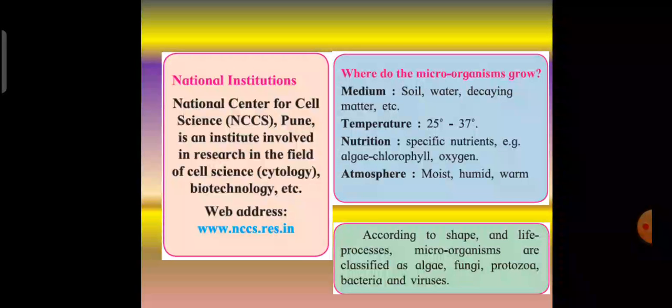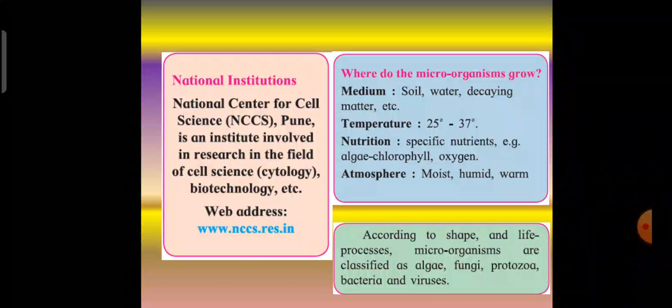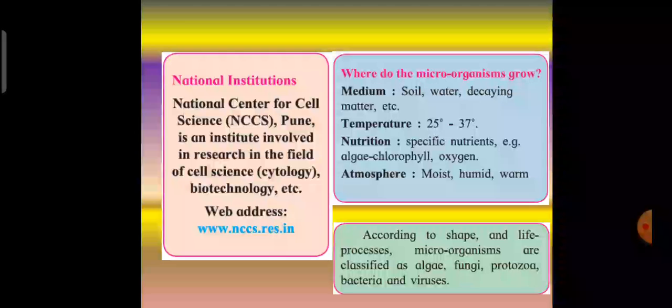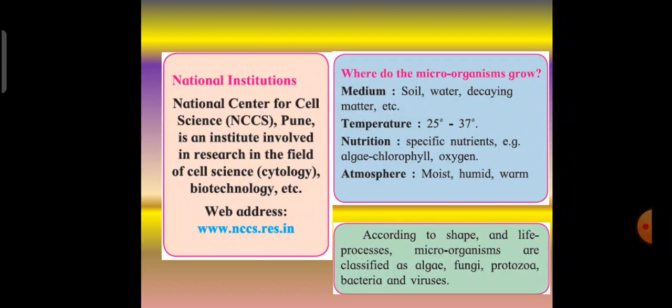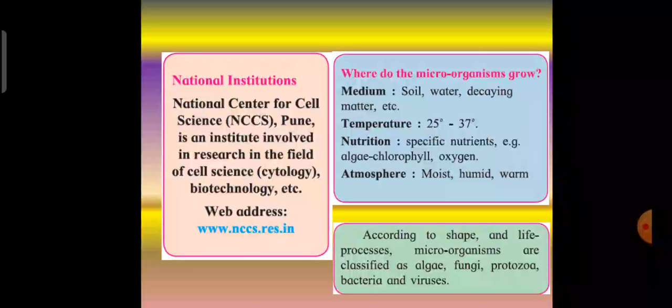Where do microorganisms grow? Everywhere, as we have discussed. The temperature they like to grow at is mostly 25 to 37. They require specific nutrients. For example, algae will require chlorophyll, oxygen, and they grow mostly in a moist, humid, and warm atmosphere. So, according to shape and life processes, microorganisms are classified as algae, fungi, protozoa, bacteria, and viruses.